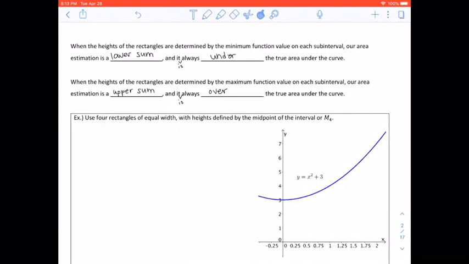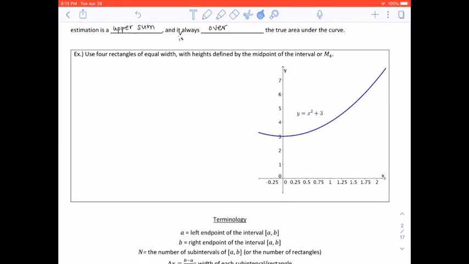We have another method to use besides just left endpoints and right endpoints. The next one is going to be midpoints, which is going to be a better approximation than the other two that we've seen so far. And for this problem, it says, again, using 4 rectangles of equal width. And this time the heights are defined by the midpoints. And if you notice, we have M sub 4. M meaning midpoints, and 4 because there are 4 rectangles. So we'll talk about this one.